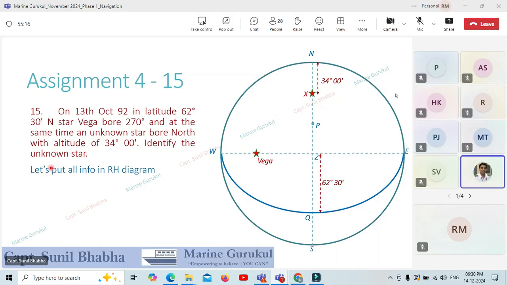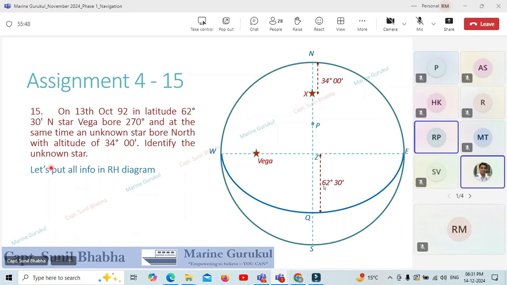Sir, can you repeat one more time? Which part are you having doubt about, beta? Tell me. Also, from the zenith to Q, and sir, Vega is in the east and west direction. So your doubt is why Z to Q is 62 30?